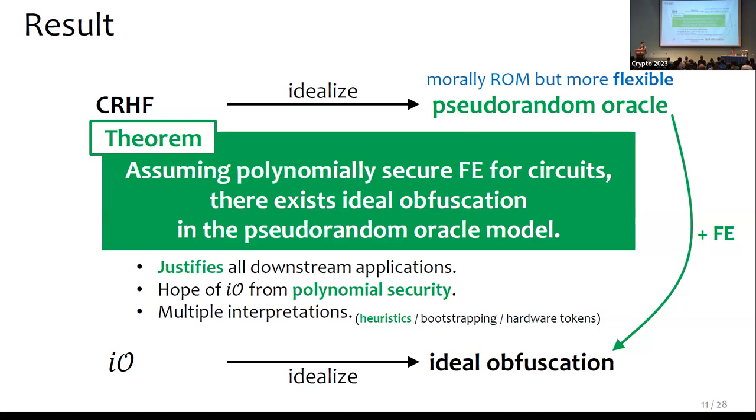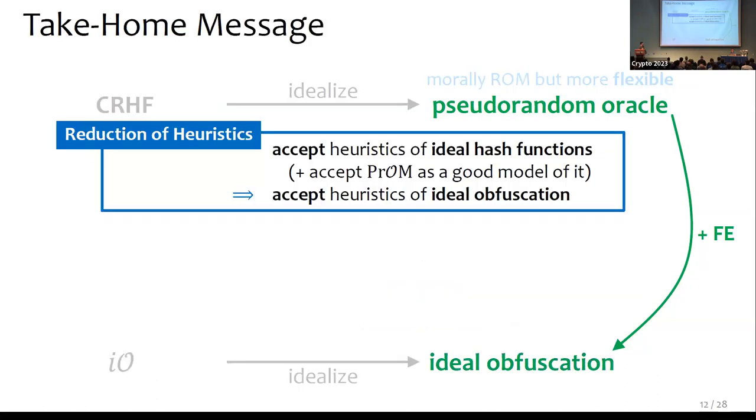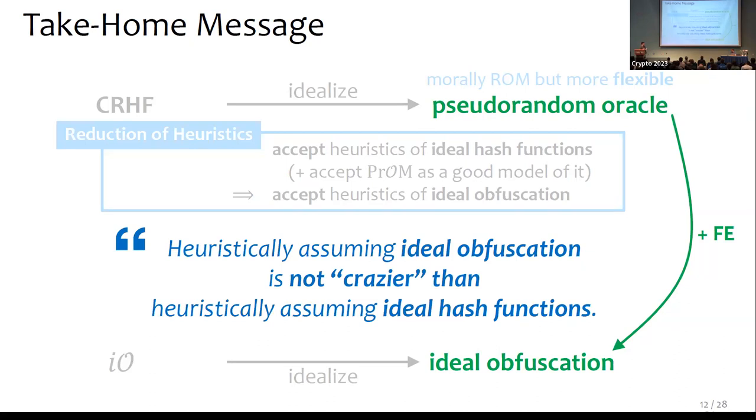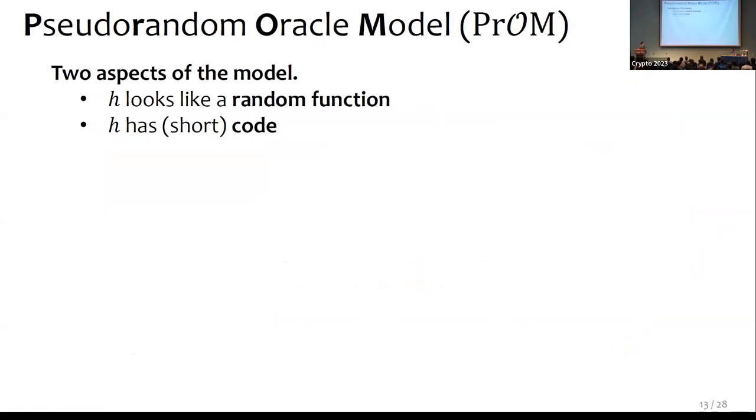And our result can be interpreted in multiple ways, but in this talk, I'd like to focus on the heuristics part. We can regard this construction as a reduction of heuristics. If we believe that hash functions can be idealized, and in particular, idealized as the pseudorandom oracle, then we should believe that obfuscation can also be idealized, because the latter can be constructed from or reduced to the former. In other words, our work delivers the message that ideal obfuscation is not a crazier heuristic than ideal hash functions. Okay, so much for the philosophical rant, and let's get technical and define the pseudorandom oracle model, or PRO model, or as I call it, the PROM.